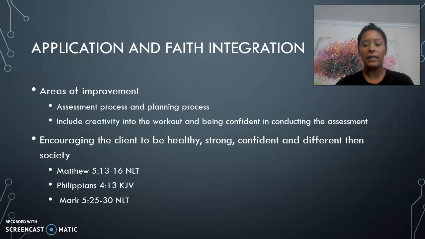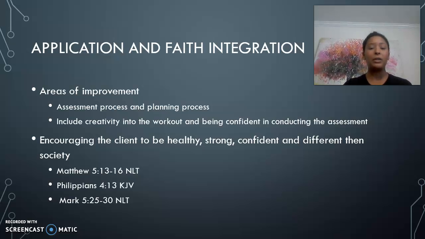Our last slide here discusses the different areas of improvement that I noticed within myself, and more of a reflection on what I should improve on and can improve on when completing this process again. I noticed that I struggled in the assessment process and the planning process. In the assessment process, I wasn't as confident as I could be because it was a little unfamiliar to me. I wasn't familiar with the FMS screening tool.